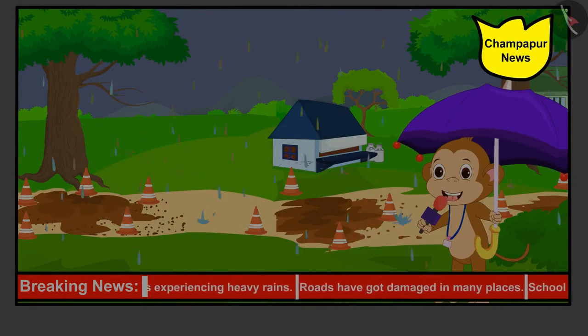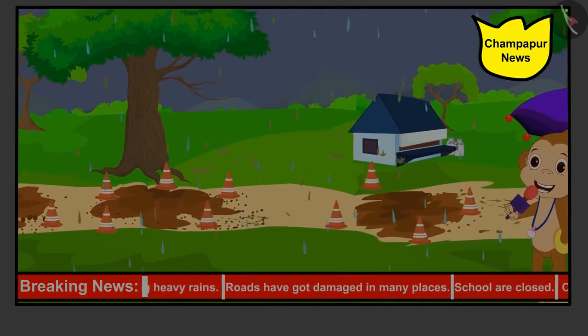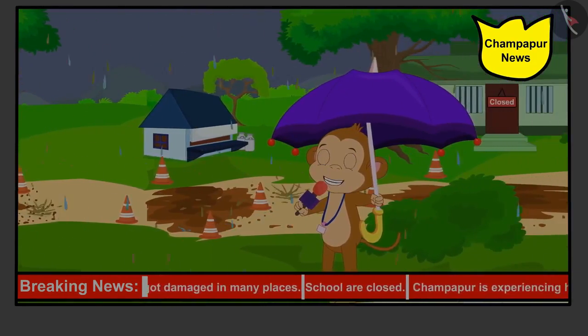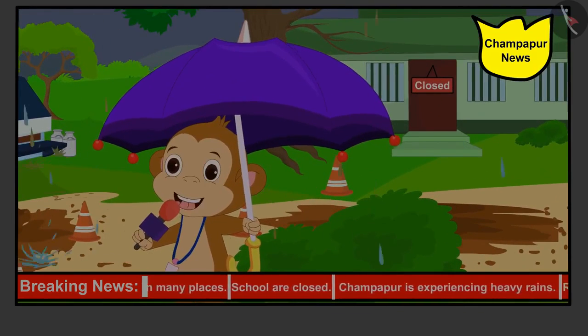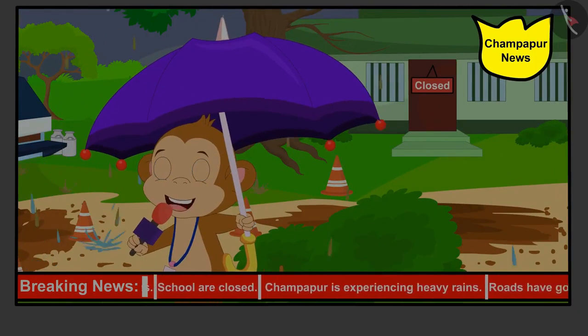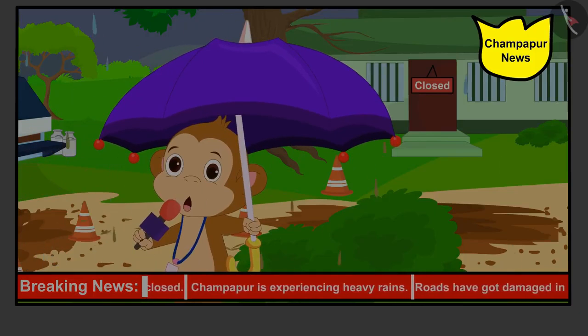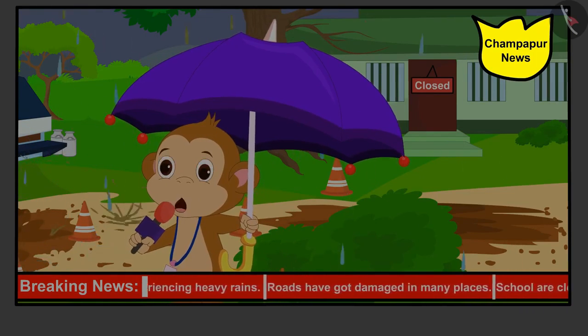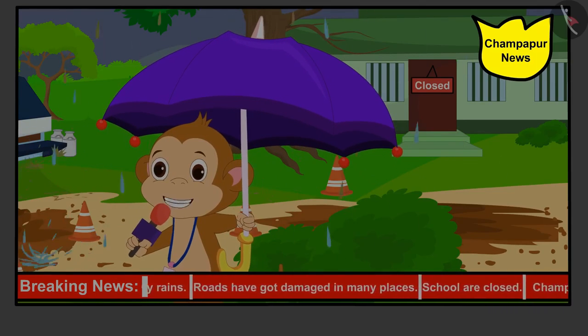Champapur is experiencing heavy rains. Roads have got damaged in many places. Children are unable to go to school due to the road leading to the school getting damaged. The Panchayat has decided that all the villagers together will help in repairing the roads. You are requested to extend your help in this work.